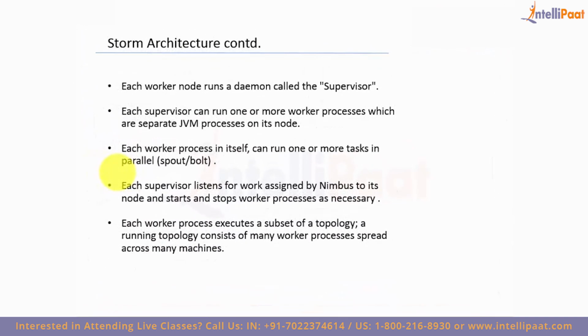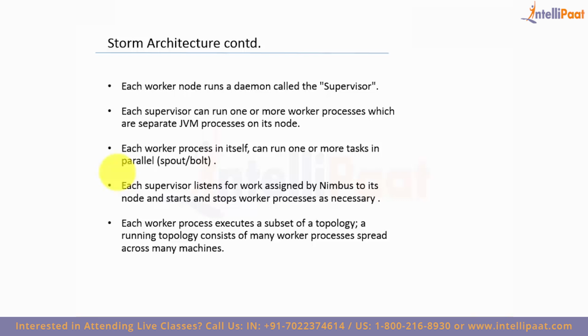Also, apart from the master machines, we have n number of worker nodes depending upon the requirement of the cluster. Each worker node runs a daemon called the supervisor. Each supervisor can run one or more worker processes, which are separate JVM processes on its node. They are comparable to, for example, the node manager services running on the slave nodes in a Hadoop cluster, which can have multiple containers. Each worker process in itself can run one or more tasks in parallel. We can categorize them as spouts and bolts, and we will discuss the details in a short while from now.